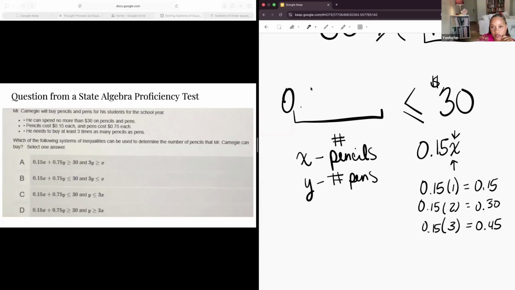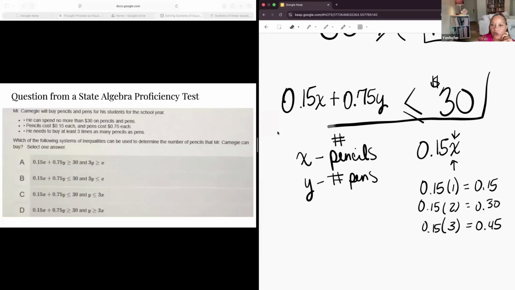So let's go ahead and put that in there. So we know he's going to be spending 15 cents per pencil. And then we're going to be adding that to how much he spends on pens. All right. And since we just explained that, we know it's going to be 75 cents times Y.